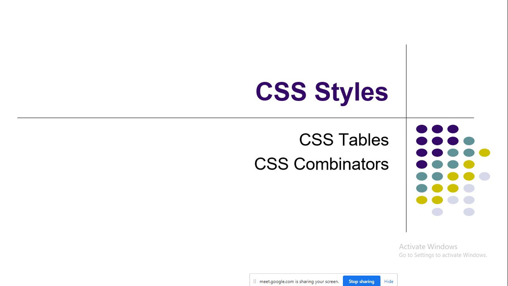Okay, hello everyone. Today's session we'll be discussing how we can style CSS table layouts, as well as various CSS selectors, a special type of CSS selectors that is called CSS combinators. So these are the two topics we are going to discuss in this session. Let's move on to the first topic, how you can style CSS table layouts.